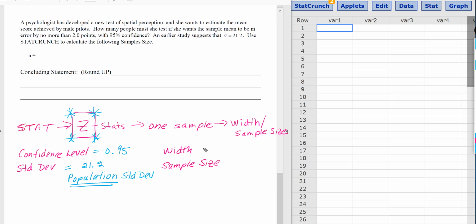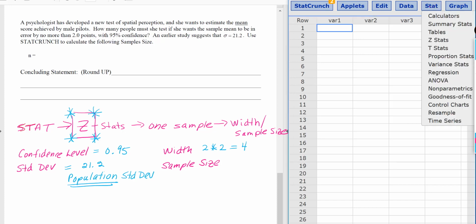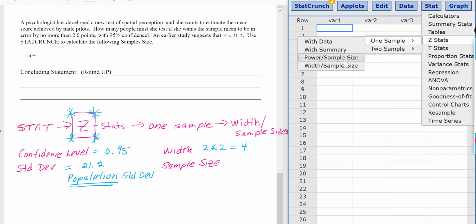Our width, remember, the width of the interval is going to be twice the margin of error. So the margin of error is 2 points times 2, and so that's going to be a total of 4. So let's go ahead and get this on StatCrunch. Open it up, so stat, and then we're going to go to z-stats, one sample, and we're going to do the width or sample size.